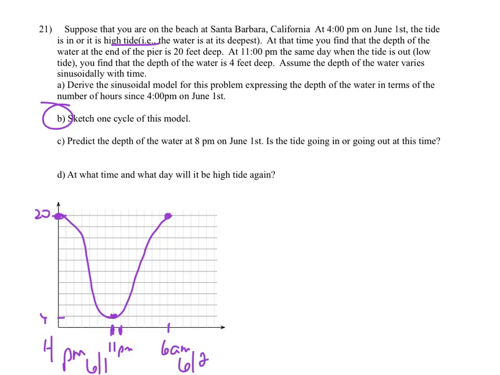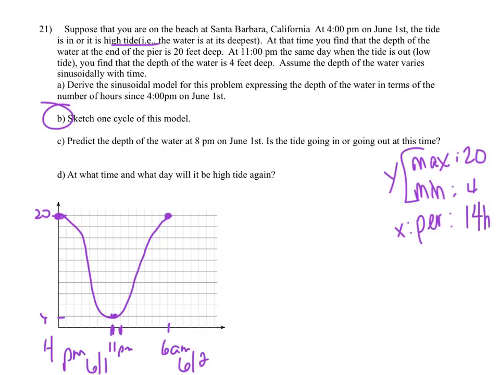All right, now derive a sinusoidal model. What that means is write an equation. Remember, to write the equation, the three things that we need are our max, our min, and our period. With those three things, we can do anything with these graphs. The max is 20, the min is 4. Remember, these are all on the y-axis. The period is the x-axis: how long does it take to make one complete cycle? How long did it take to go from here to here? Well, that's 14 hours.